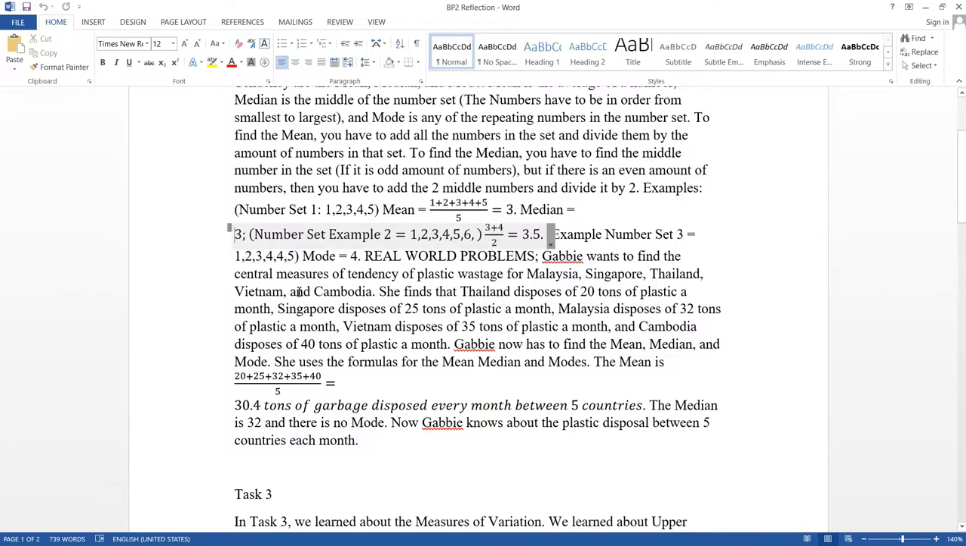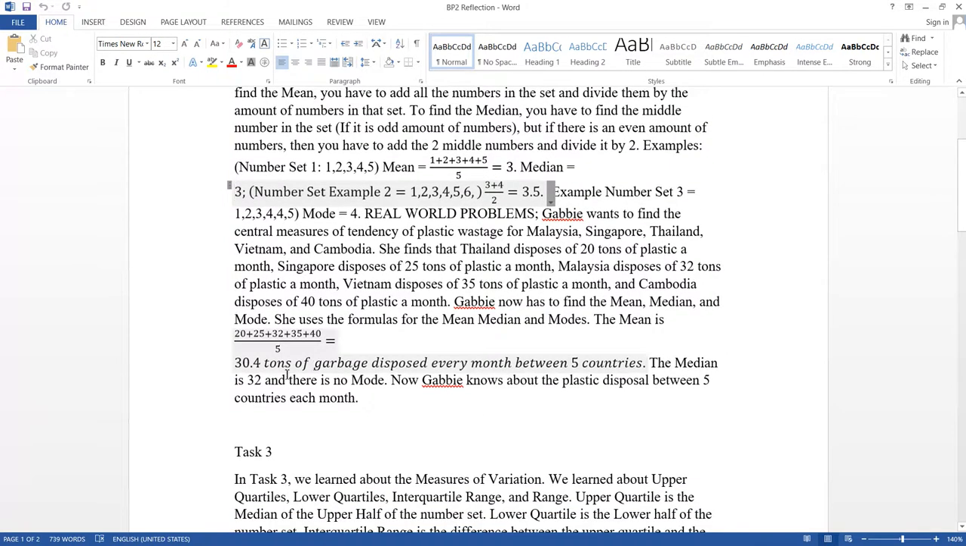Gabby wants to find the measures of central tendency of plastic waste for Malaysia, Singapore, Thailand, Vietnam, and Cambodia. She finds that Thailand disposes 20 tons of plastic a month, 25 tons for Singapore, 32 tons for Malaysia, 35 tons for Vietnam, and 40 tons for Cambodia. Gabby now has to find the mean, median, and mode. She uses the formulas to find them.